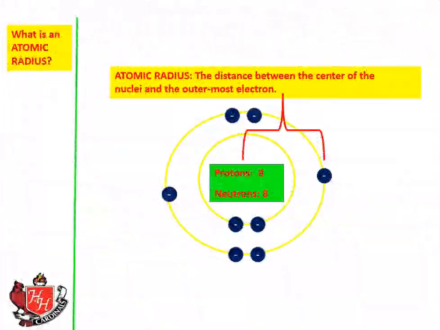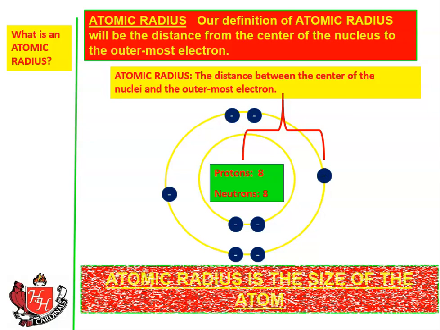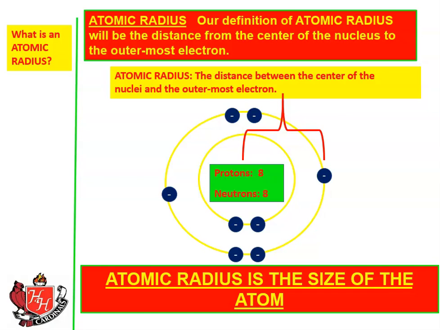All right, atomic radius. So our definition of atomic radius will be the distance from the center of the nucleus to the outermost electron. In other words, it's like the radius of a circle. There's a more technical definition we'll get to later on of what atomic radius is. But even when we get to that definition, you can just think of it as just like the radius of a circle. It's the distance between the center of the nucleus and the outermost electron. So the atomic radius is basically the size of an atom. It's how big the atom is.